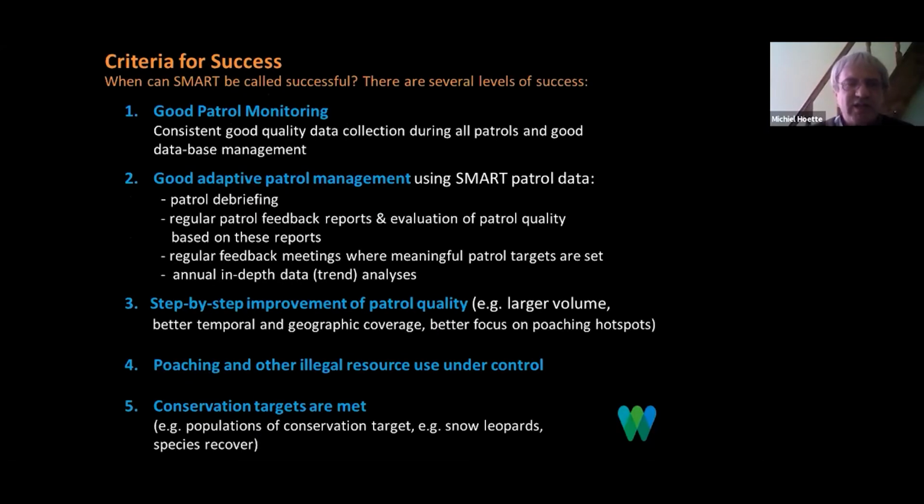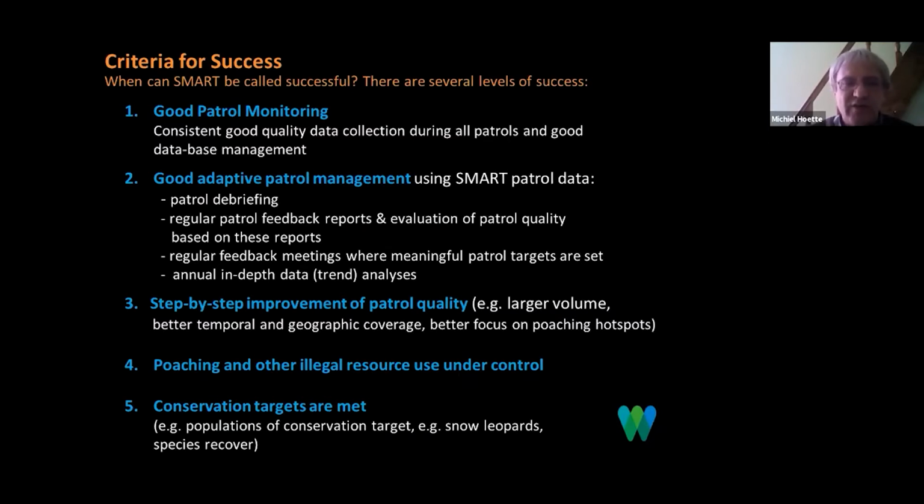You can put this in a kind of hierarchy. When can you call the introduction of SMART successful? Well, the first level of success, very basically, is when you have consistent, good monitoring data coming in that are useful for patrol management. Then with those data, you should set up what is called adaptive management. And you should use the data at least at 3 levels.